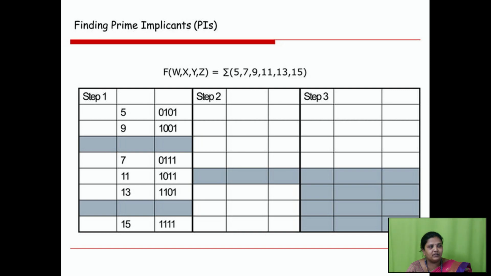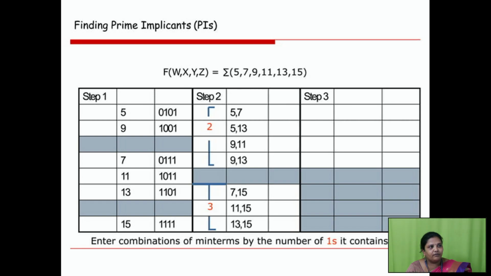Here, if you compare 7, 11, and 13, all the binary forms contain 3 ones, so they come under another group. Then next we write 15. In 15 the number of ones is 4. So as per the first step, depending upon the number of ones we make the groups. 5 and 9 contain 2 ones, 7, 11, 13 contain 3 ones, and 15 has 4 ones.